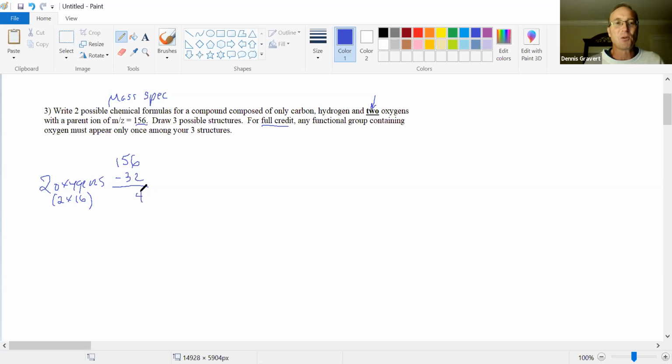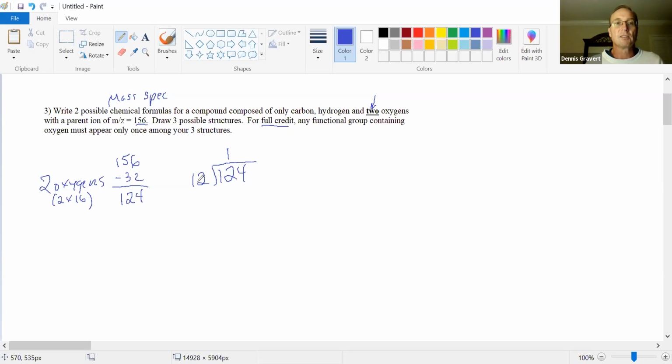6 minus 2 is 4. 5 minus 3 is 2. And that 1 comes down, 124. Okay, so I took care of the 2 oxygens. Now, of the remaining 124 mass units, let's see how many times carbon can show up.